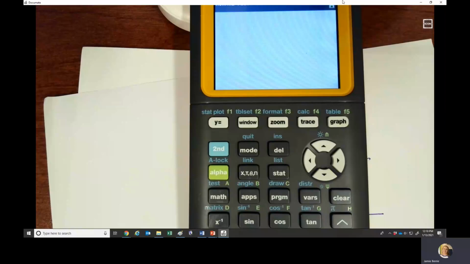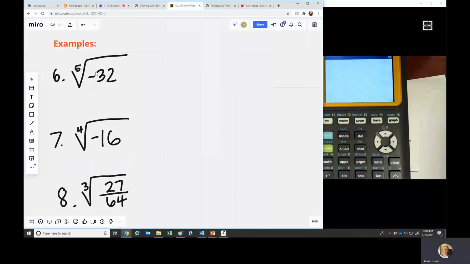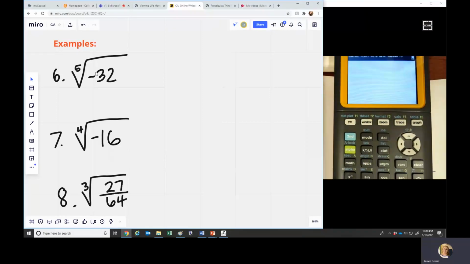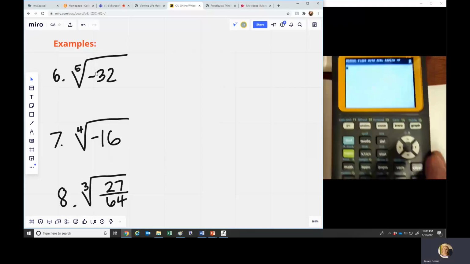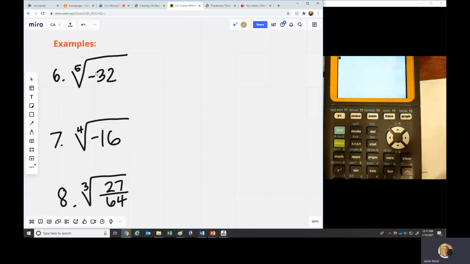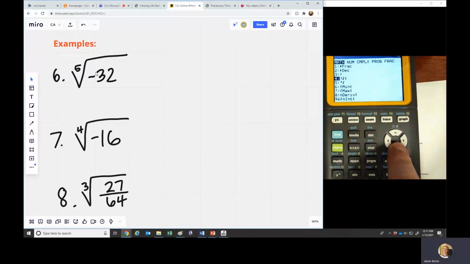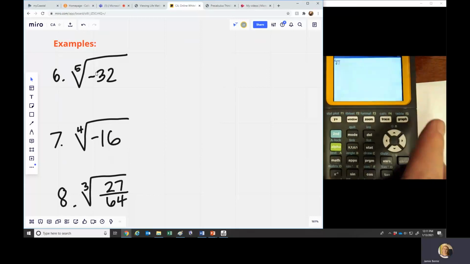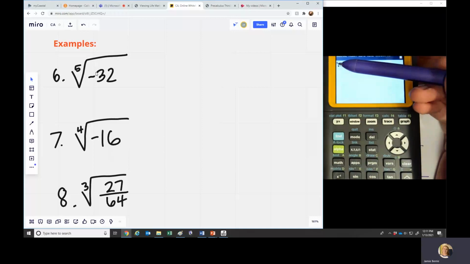So let's look at our first example, the fifth root of negative 32. So that's where we're going to have to use this option number 5 here, but it's important that you type in the index first. So the index is 5. It's the fifth root. So type in 5 and then go to math and go down to option number 5. I have a TI-84 Plus CE, so this is one of the newer calculators, so you can see how it puts the little 5 in the index.